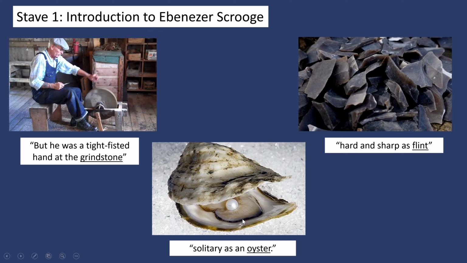Don't know if oysters always have pearls, but very often they have pearls inside of them. And this is where you get pearls from. So this is what an oyster is. And flint, hard and sharp as flint. Flint is very hard, obviously it says that, and sharp. Rock, piece of rock. And that is what Dickens is comparing Scrooge to. So just 3 little picture references if you're not too sure what any of those things are.